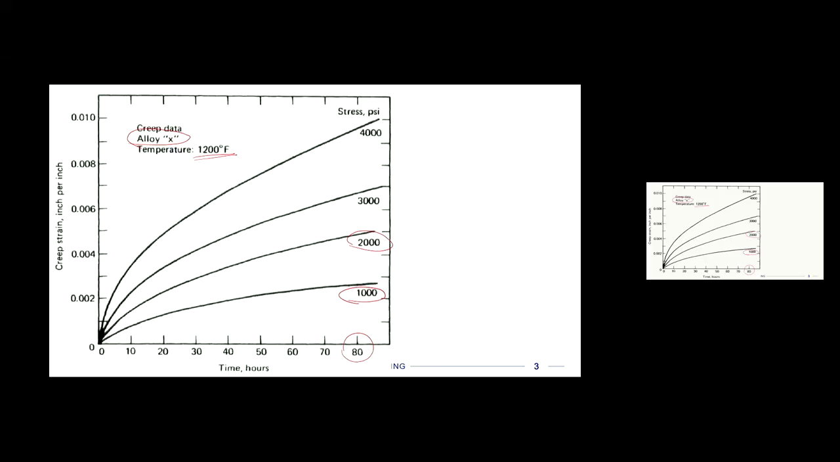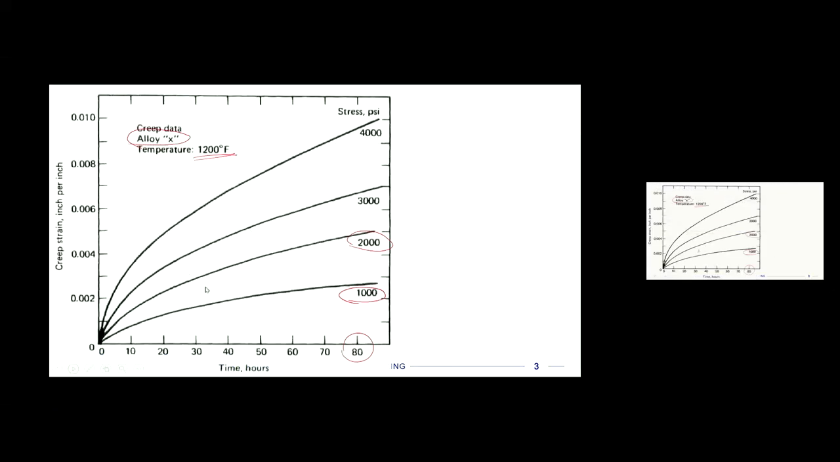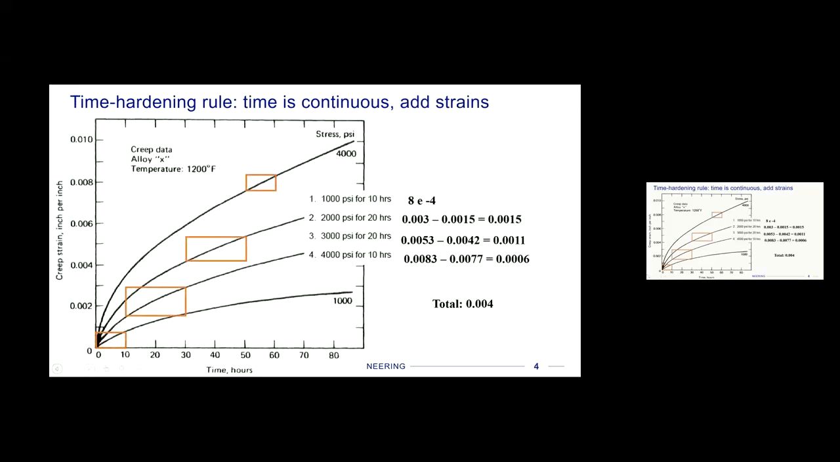We are given a series of stress levels that is applied to this component at a constant temperature, 1200 F. I went through the time hardening rule, in which we take time to be continuous, and then we add up the incremental strains. This is my slide that I was working from last time.